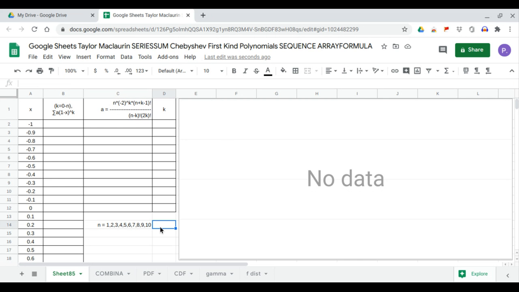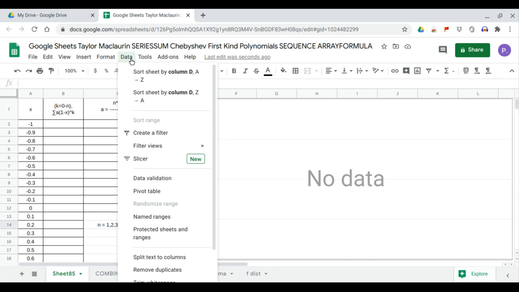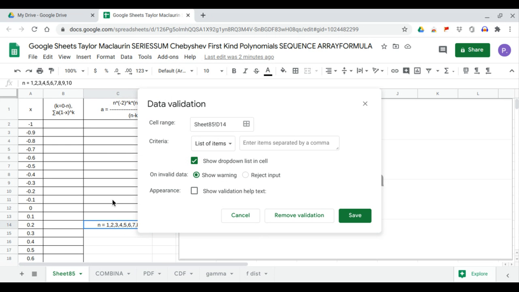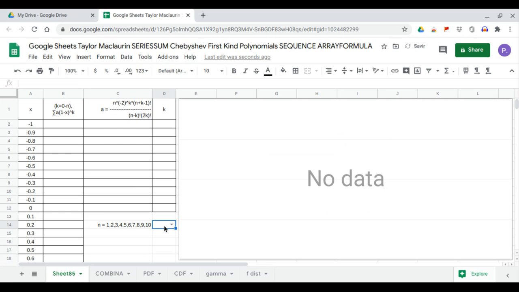So we begin with the values of n. So data validation from the lists. We'll copy these values, paste here. Here you have the values for n.